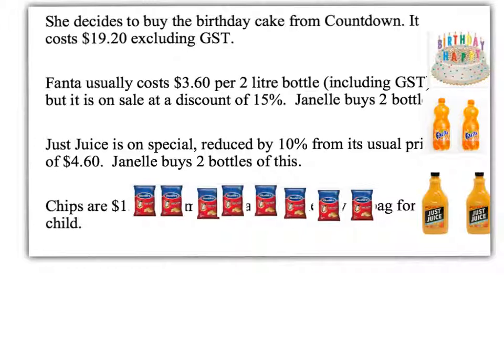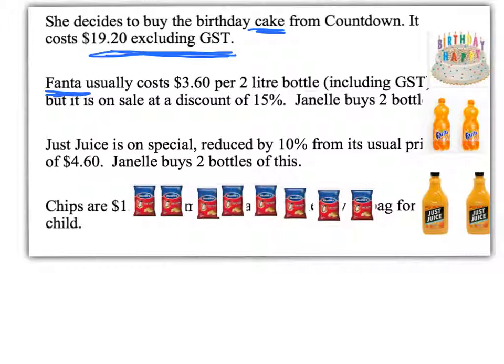Right, so now we get into the stuff that is going to be bought. So she decides to buy the cake from Countdown. So there's information about a cake. It costs $19.20 excluding GST. Fanta usually costs $3.60, but it's on sale at a discount of 15%, and she buys 2 bottles. So that's about the Fanta. Right, on my first read through, I'm not going to start trying to do calculations about whether I have to put GST in or take it out. I'm just trying to read to get a sense of the problem.